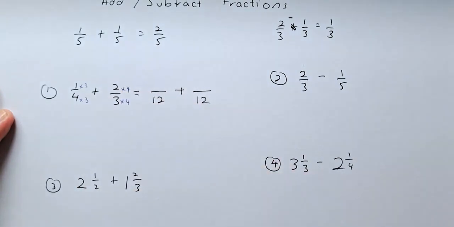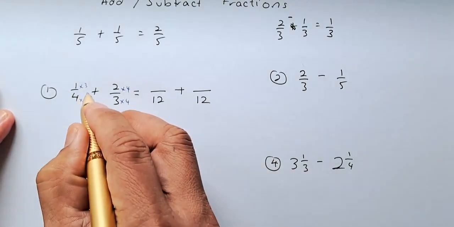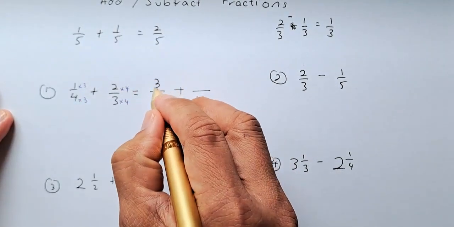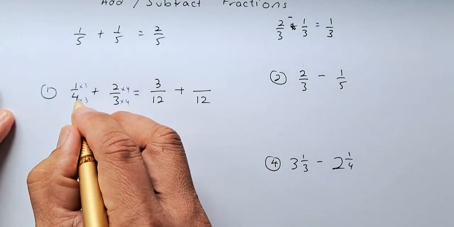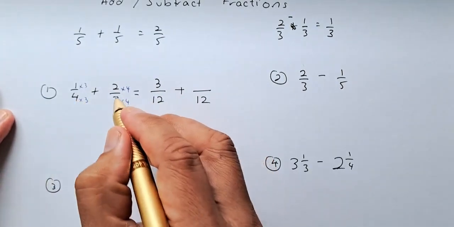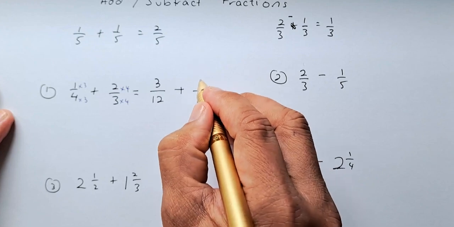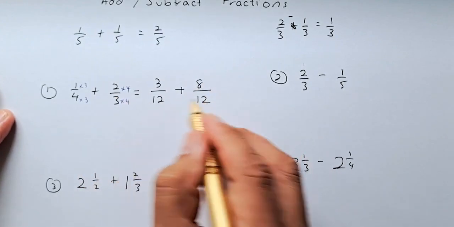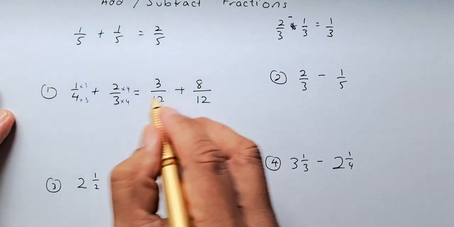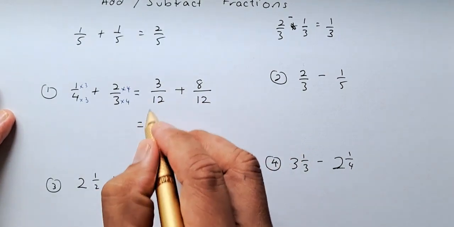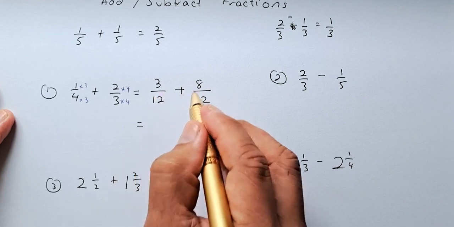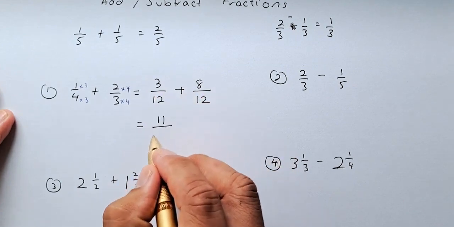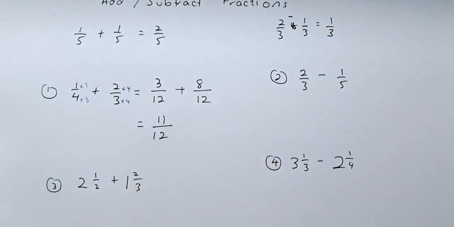So 1 times 3 is going to be 3, 4 times 3 is going to be 12. So 1/4 is equivalent to 3/12. At the same time, 2/3 is equivalent to 8/12 because 2 times 4 is 8 and 3 times 4 is 12. So that's how you do it. Now, once you have the same denominator, you're going to add the numerators. 3 plus 8 is going to be 11, and the denominator remains the same. So the answer is 11 over 12.